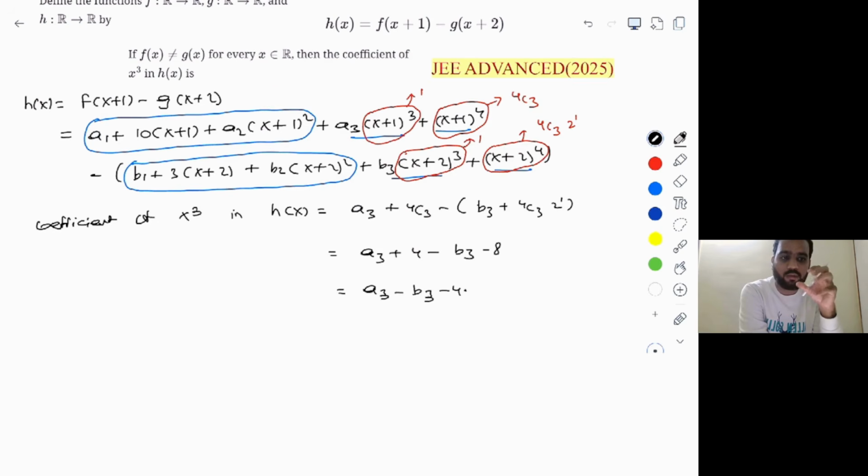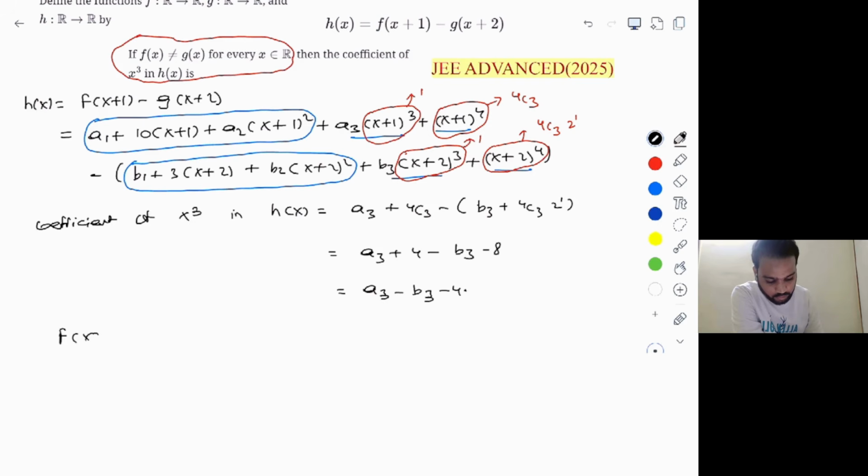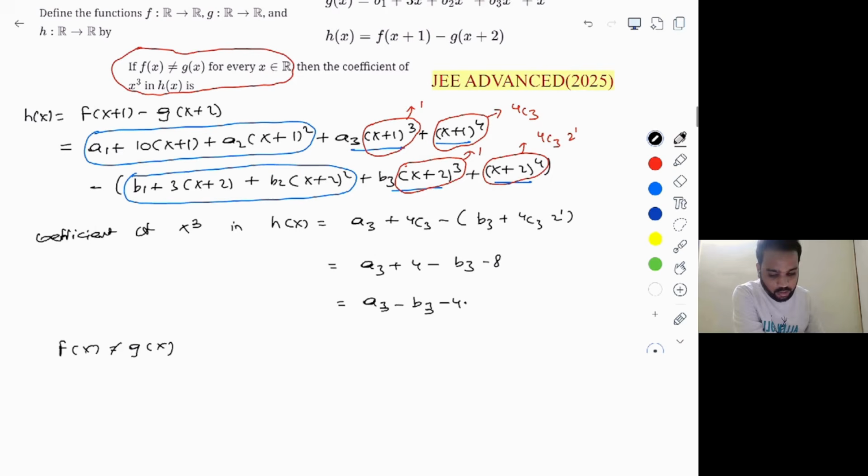But the question is we have to find the coefficient of x cube, which means we are still supposed to calculate the value of what? a3 minus b3. For that, we are going to concentrate on the last statement in the question. Look at that: f of x is not equal to g of x for every x belonging to capital R. First of all, let's write down the f of x not equal to g of x equation. f of x not equal to g of x, they are saying, right?